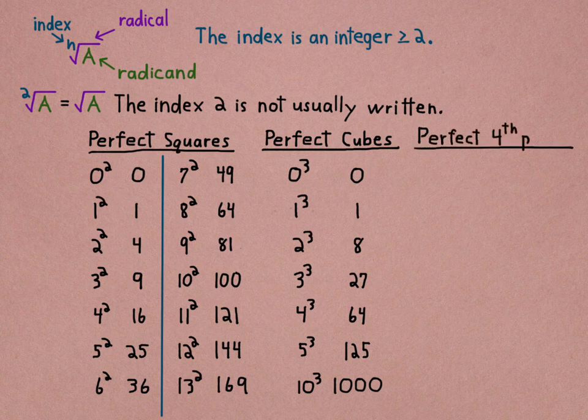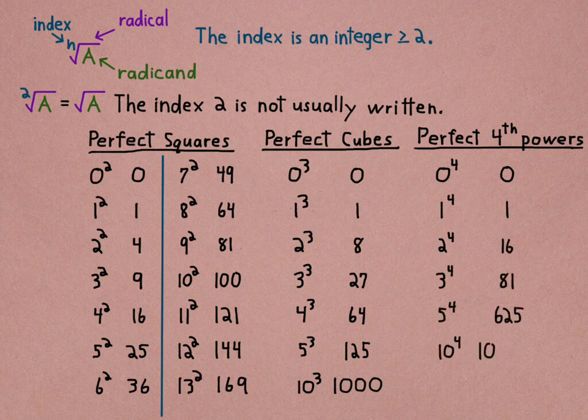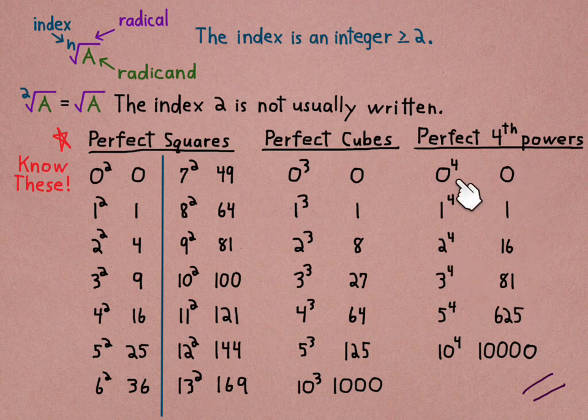And then we've got the perfect fourths, and there's fewer of those than there are of cubes that you need to know. Okay, so 0 and 1 are the trivial ones. 2 to the 4th is 16, right? 3 to the 4th is 81. It's 3 squared times 3 squared, if you remember your rules of powers, which is 9 times 9, 81. So the fourth root of 81 is 3. The fourth root of 16 is 2. Right? Fourth root of 0 is 0. Fourth root of 1 is 1. Fourth root of 625 is 5, because 5 to the fourth power is 625.